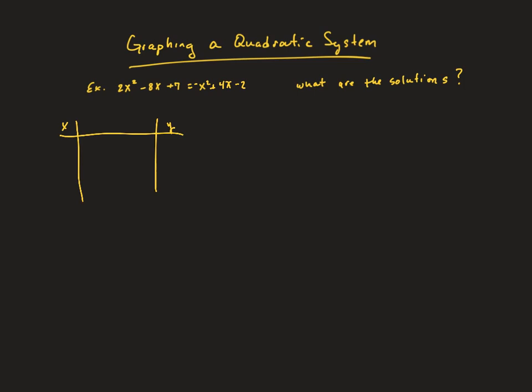So when using that graphing calculator, what we can do is, let me get this junk out of the way, right? What you want to do is you want to turn around and we are going to put this system, so I have y equals 2x squared minus 8x plus 7, and y equals negative x squared plus 4x minus 2.